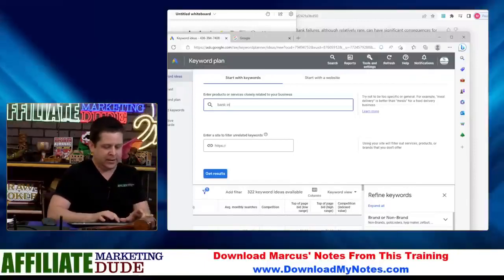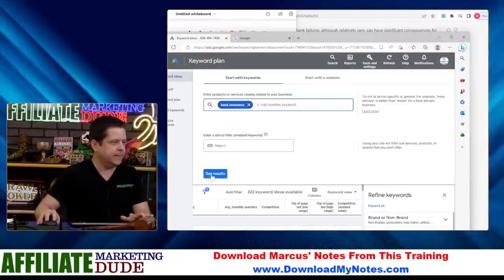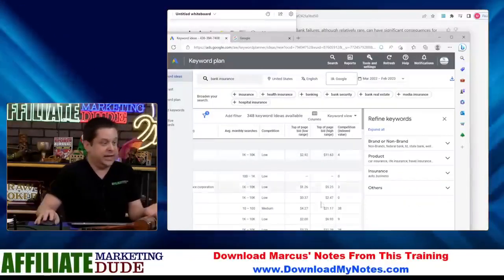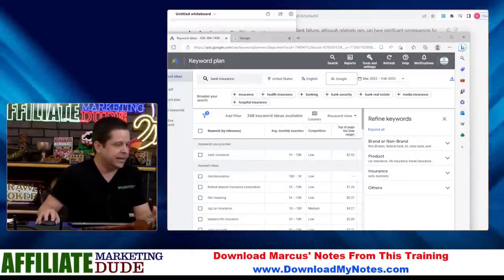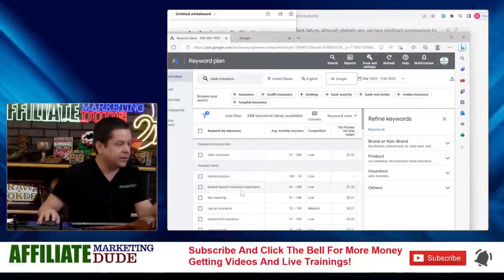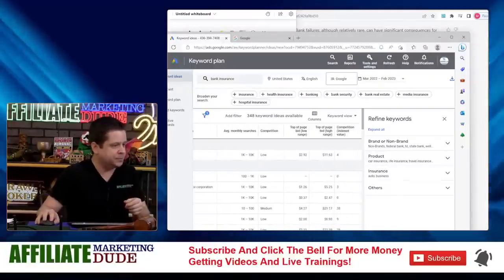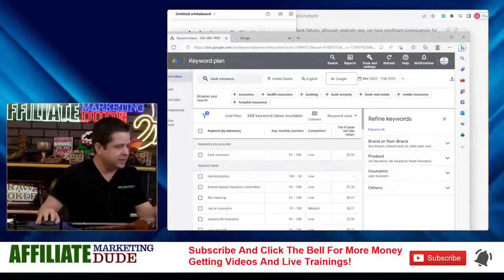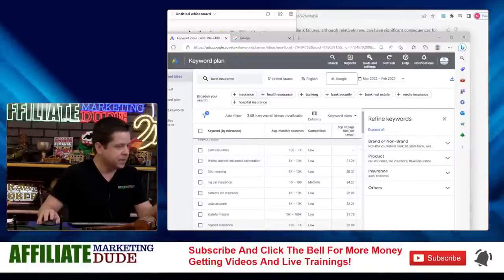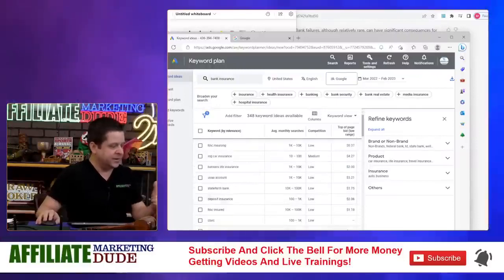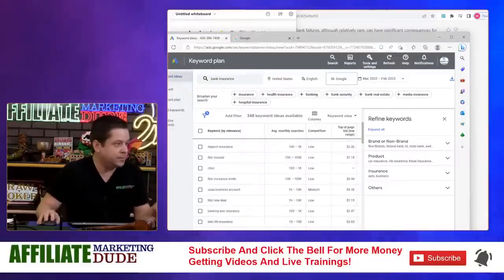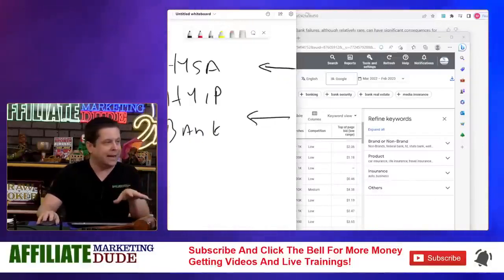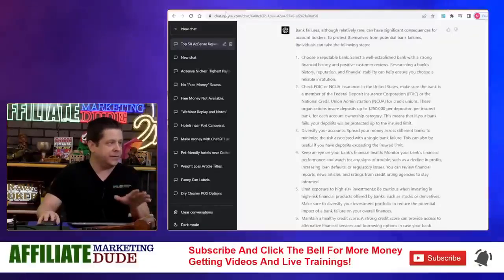Okay, bank insurance. Let's see if the bank insurance one has a lot. Actually, it does. Look at this, $21 a click for car insurance, Federal Deposit Insurance Corporation, $5.11 for this one, bankers insurance, deposit insurance, all this stuff here. So that's pretty cool. Now, what we're looking at is these are on people's minds based on what they're searching for.